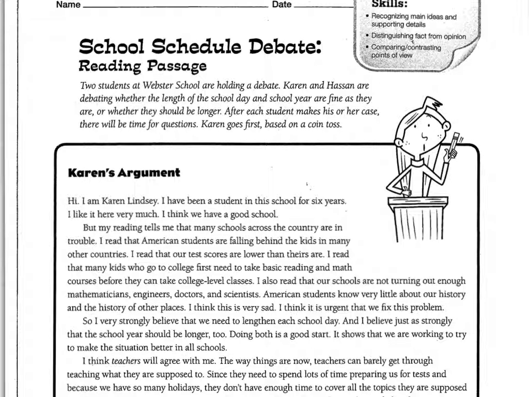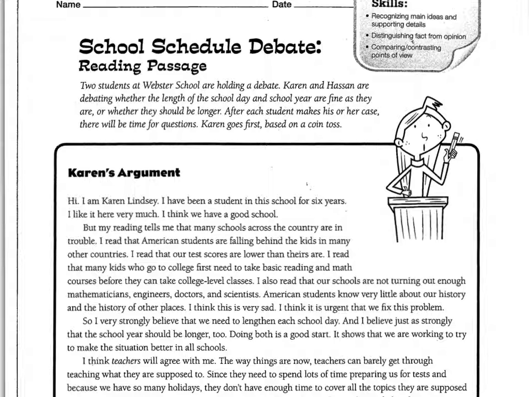Karen's argument. Hi, I am Karen Lindsay. I have been a student in this school for 6 years. I like it here very much. I think we have a good school. But my reading tells me that many schools across the country are in trouble. I read that American students are falling behind the kids in many other countries. I read that our test scores are lower than theirs are. I read that many kids who go to college first need to take basic reading and math courses before they can take college level classes.